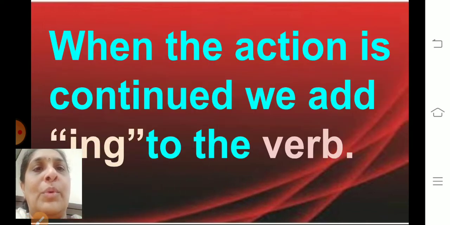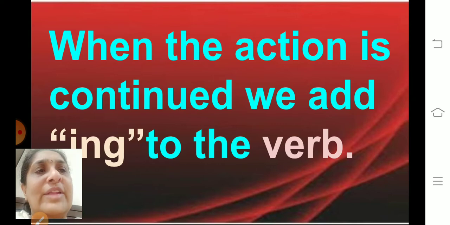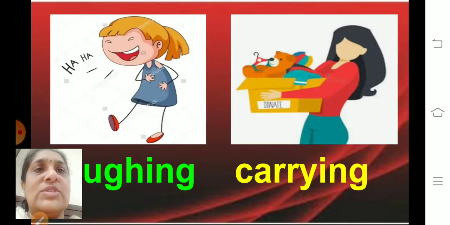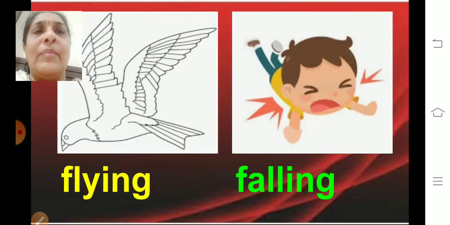Now, we also learned that when an action is continued, when it is going on, we add ing to the verb. And we saw so many examples like laughing, caring, flying, falling.